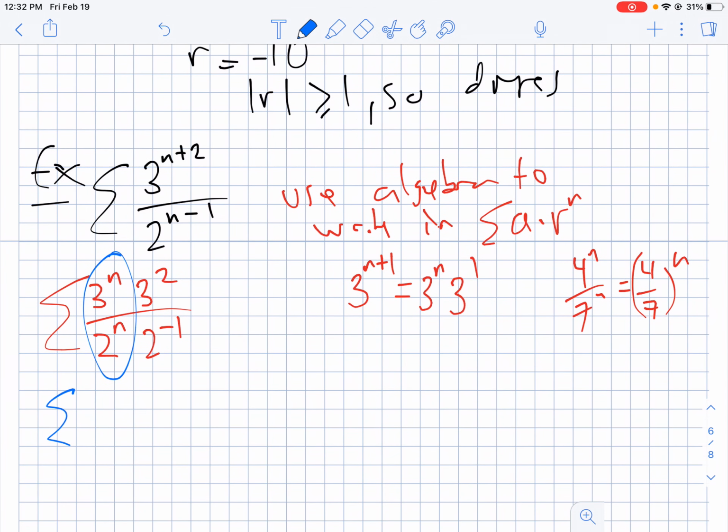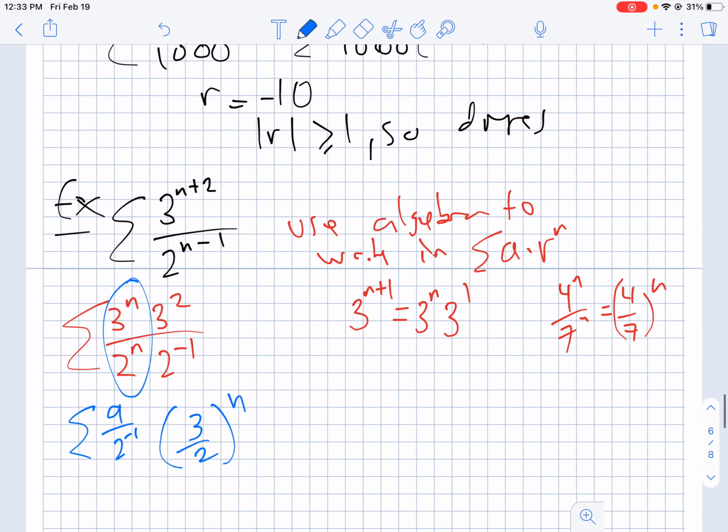I can turn this into 9 over 2 to the negative 1, so 9 over 1/2, or 18, or whatever. But that's the constant times 3/2 to the n power. I'm combining those into a single r that's being raised to the n power. Because now, if we look at this, I see my r is 3/2. This is a geometric series. That r is bigger than 1, so we know that it diverges.